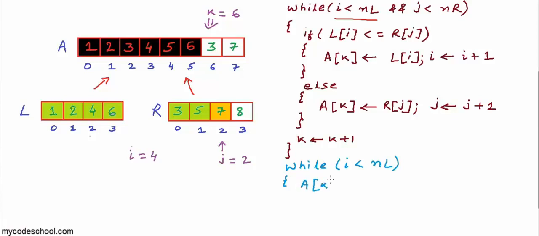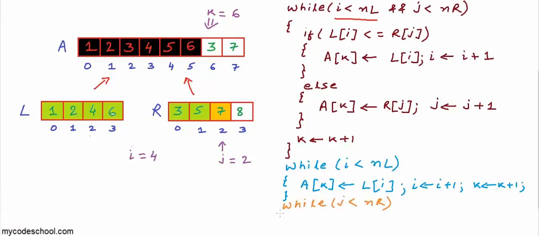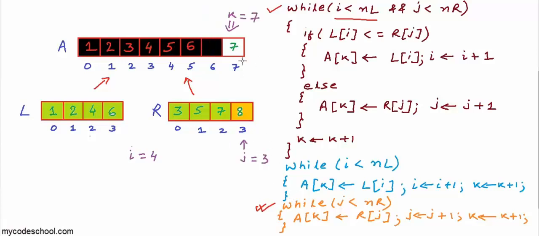We can do the same thing. We can say Ak is Li, and then we can increment i as well as k. I'm short of space here, so I'm writing multiple statements in the same line. And similarly, we will write a while loop like while j is less than number of elements in R, we can fill in Ak with Rj, and this time j and k will be incremented. Once we are out of the first while loop, only one of these two while loops will execute, because only one of the sublists or subarrays will have leftovers. For this particular example, the third while loop will execute because the right subarray has leftovers, so we will fill up all the remaining positions.